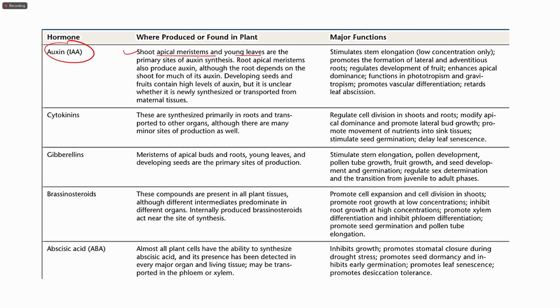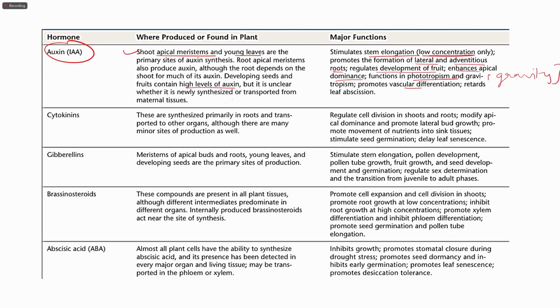Shoot apical meristems. Root apical meristems, as I mentioned, also produce auxin, although it depends on the shoot for much of its auxin. Developing seeds and fruits contain high levels of auxin, but it is unclear whether it is newly synthesized or transported. Major function is it stimulates stem elongation at low concentration only, promotes the formation of lateral and adventitious roots, regulates development of fruit, enhances apical dominance, functions in phototropism and gravitropism, means against the gravity.